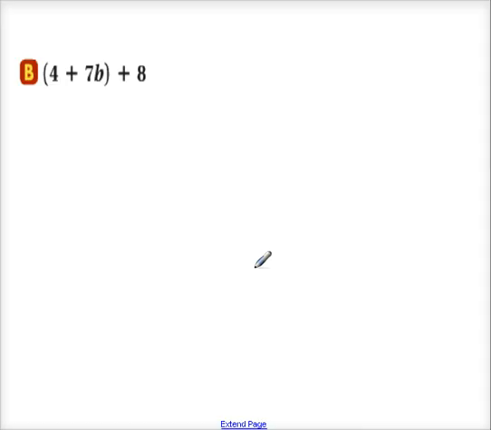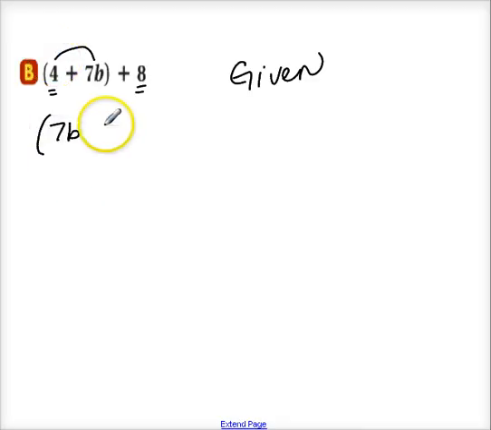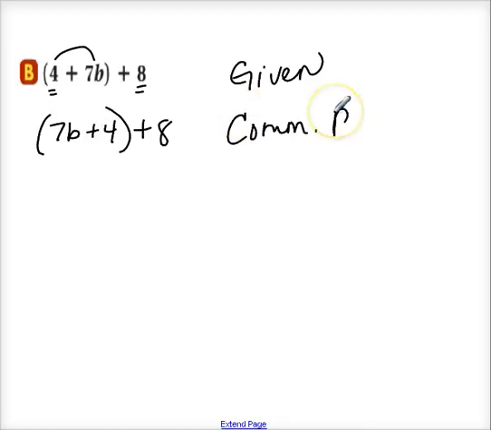Here's another one. 4 plus 7b plus 8. Notice we're adding the whole time. I would like to add the 8 and the 4 together. However, they're not next to each other. When we're justifying, we have to be very thorough. So this step was given to me. If I want my 4 and my 8 next to each other, what if I switch the order? So I have 7b plus 4 plus 8. I didn't change any groupings, but I changed the order, commutative property of addition. I changed the order of this parentheses.